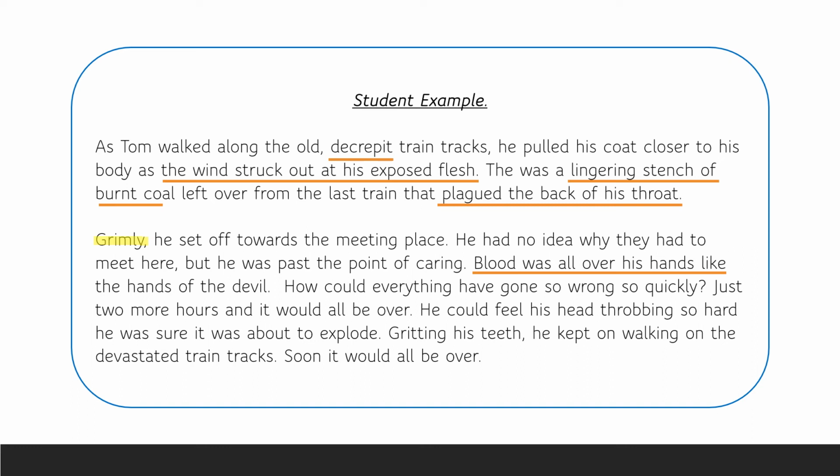The next thing to think about was blood was all over his hands like the hands of a devil. Now, of course, this is a simile, but also it's a lot better than the last one, which was like he had just finished painting. The fact that we're using this simile there is going to get us some more marks. Also, the devil has very negative connotations, and it's creating some very effective imagery for the reader, making you think that this person has gone through quite a dramatic or even a violent ordeal.